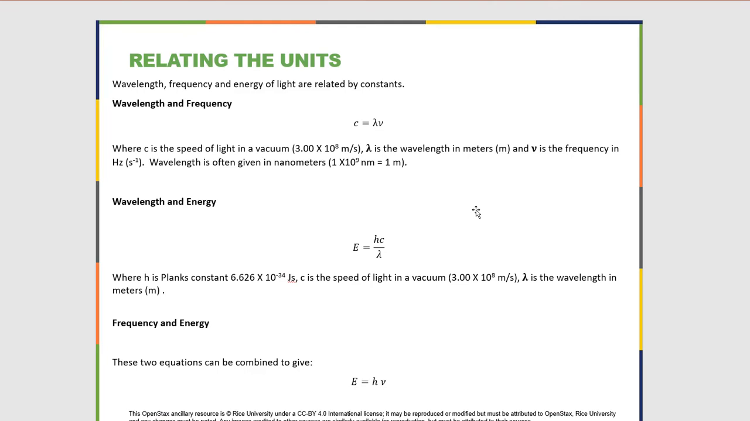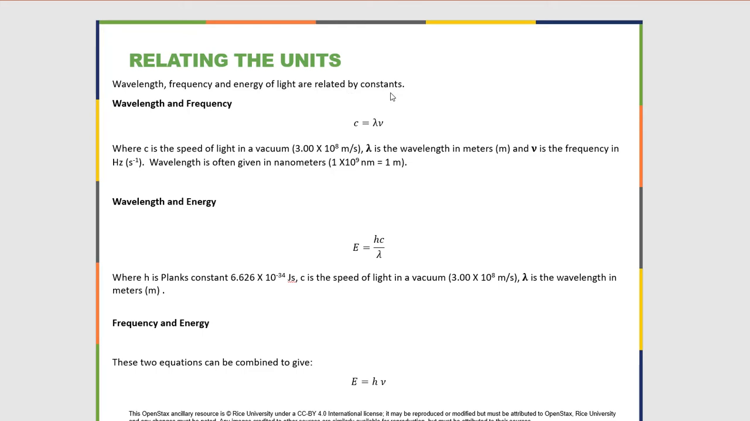So there are three fundamental units of light, or measures of light, that you need to be familiar with. And they are wavelength, frequency, and energy. And for energy, we're skipping ahead a little bit because this equation comes a little bit later. However, it's really important to remember that the wavelength, the frequency, and the energy are all properties of light, and they're all related by constants.